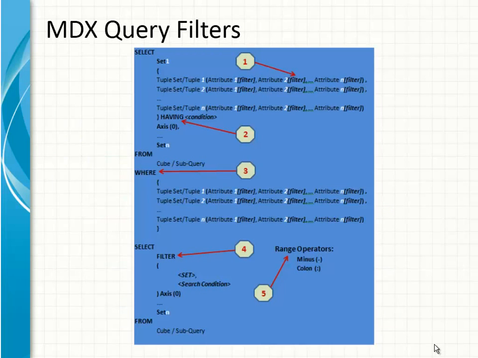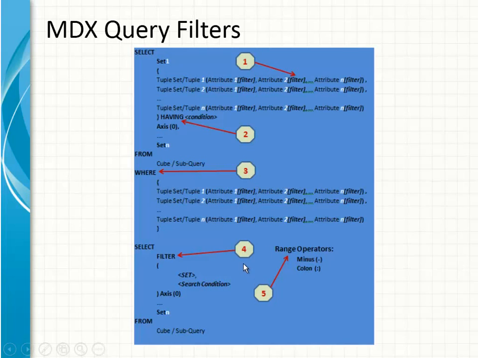So first, we want to look at where all we can add the filter condition. On the screen, you see different positions numbered 1, 2, 3, 4, and 5. The first one shows how, inside the tuple, for each attribute that we use, we can add a filter. We'll see examples of these. Number 2 points to the having clause. So for each set, we can have the having clause and then the condition after that. The third option to add filters in MDX queries is a where clause. In the where clause, again, we can define a set. That set can have one or more tuples. We'll see an example of this as well.